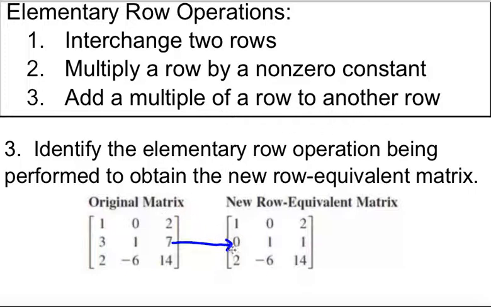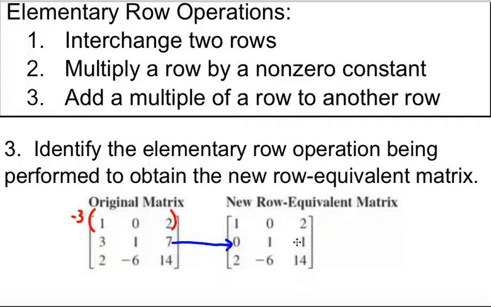So somehow we got 0 right here. That means somehow we took this 3 and we added a negative 3 to it. So I'm guessing what happened is row 1 got multiplied by a negative 3, and then row 1 and row 2 got added together. Because negative 3 times 1 is negative 3, and then add that here, you get 0. Negative 3 times 0 is 0, add that here, you get 1. Negative 3 times 2 is negative 6, add that here, and you get 1. So that is what happened.